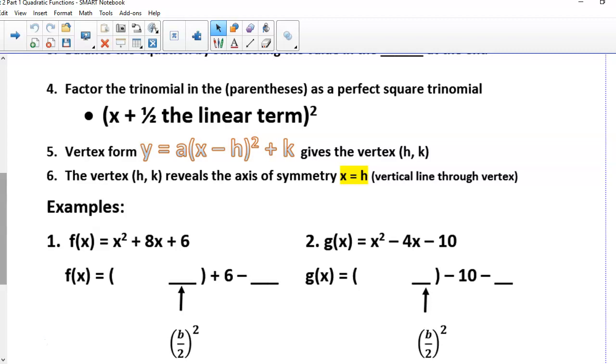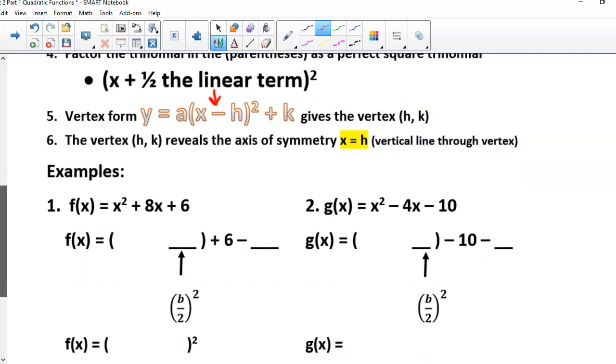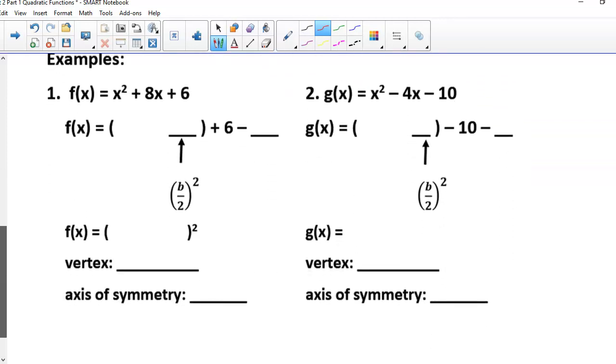Keep in mind that that vertex of h, k has to be when it's x minus h. So if it says x minus h, your h is actually positive. If it says x plus h, your h is actually negative. And so that vertex h, k reveals the axis of symmetry, which is x equals h. And that is that vertical line through the vertex. So let's take a look at a couple of examples, and we'll go through those steps as we complete the examples. So for problem number 1, we have f of x equals x squared plus 8x plus 6.